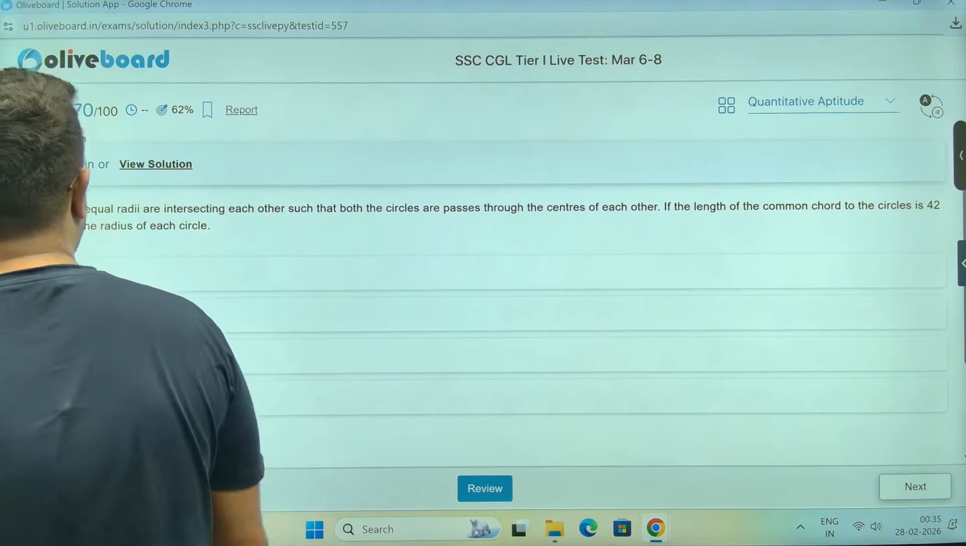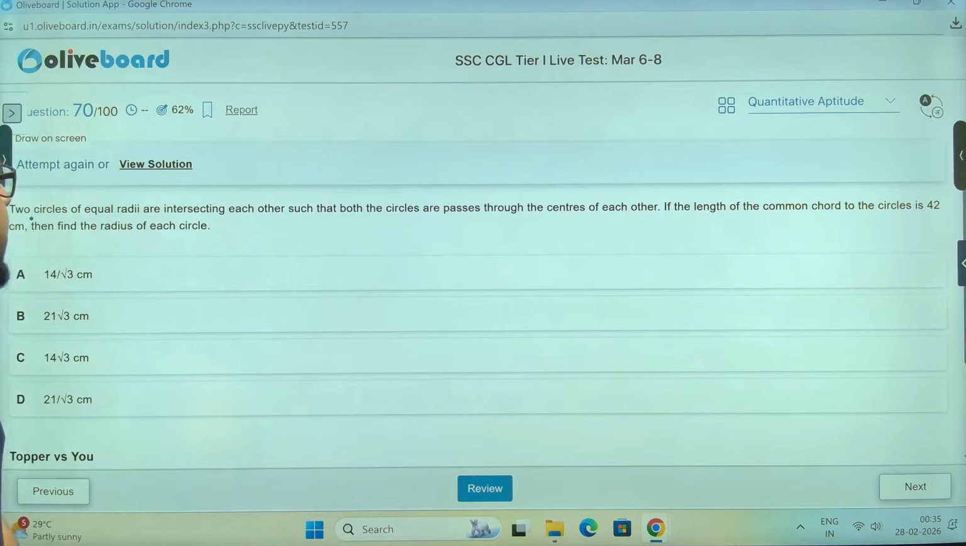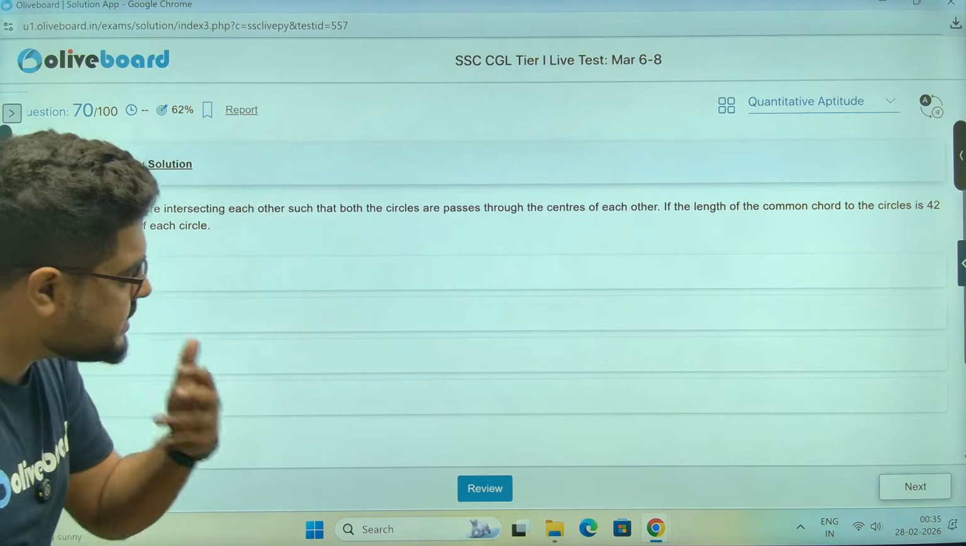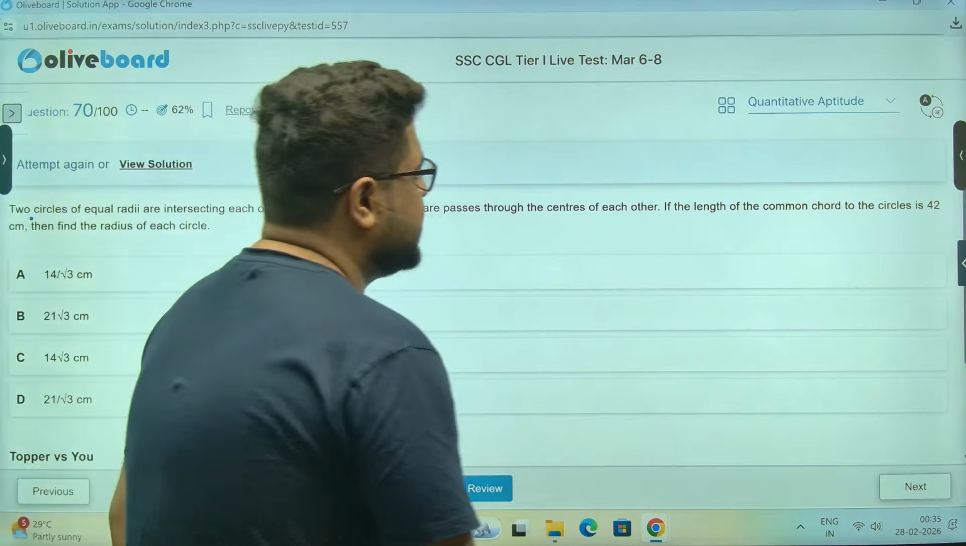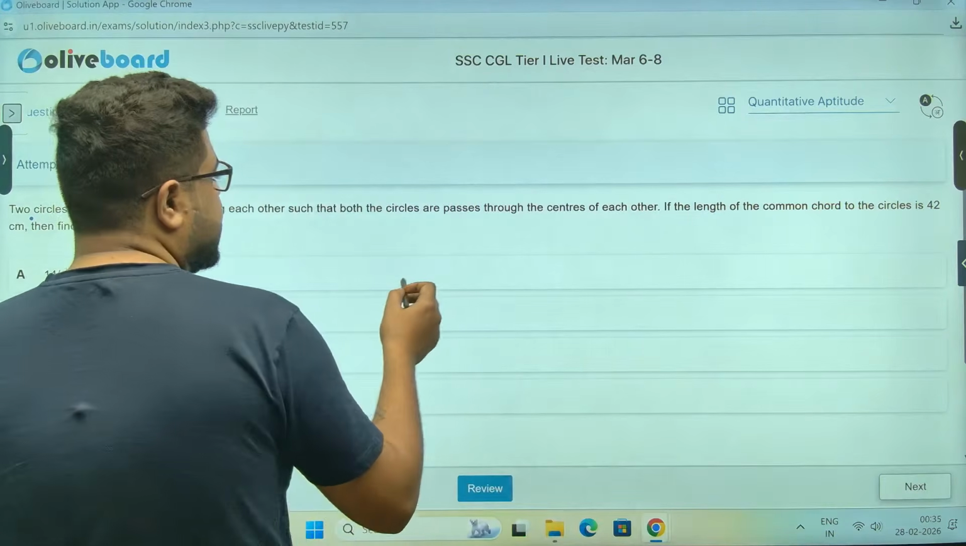Moving on. Two circles of equal radius intersecting such that the common chord is R root 3. Sir, common chord.